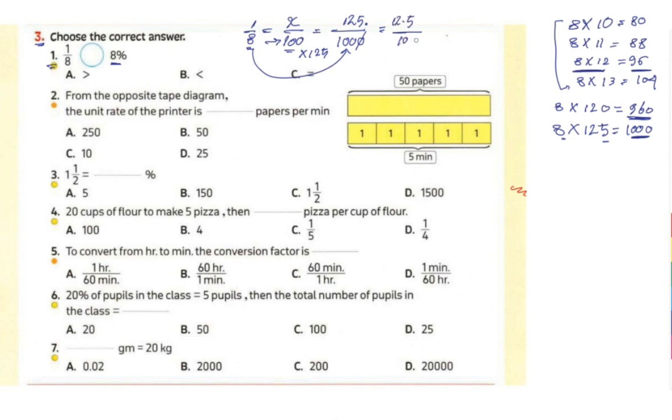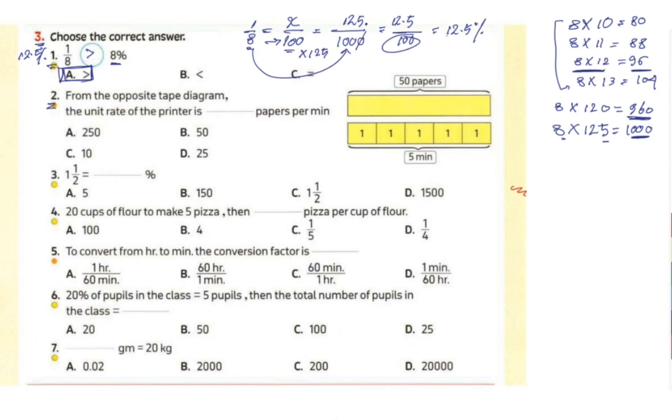125 over 100, and I have this 100. I can make it as a percent. Now we can say that 1 over 8 equals 12.5%. Which one is biggest? 12 or 8%? Of course 12. So I will choose point A.